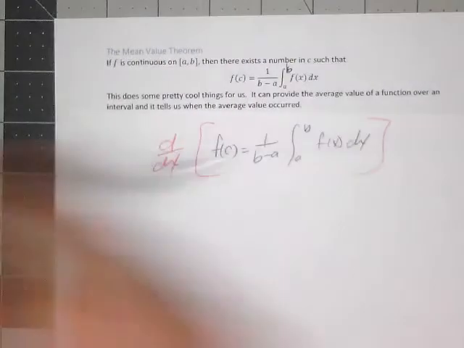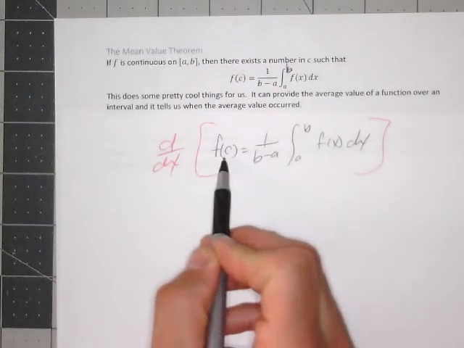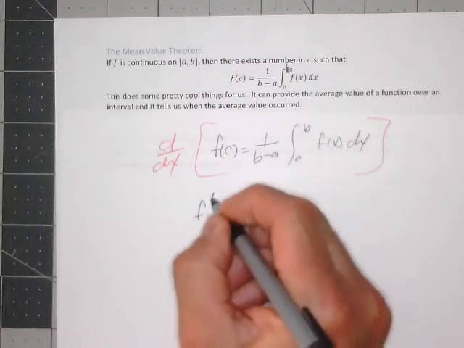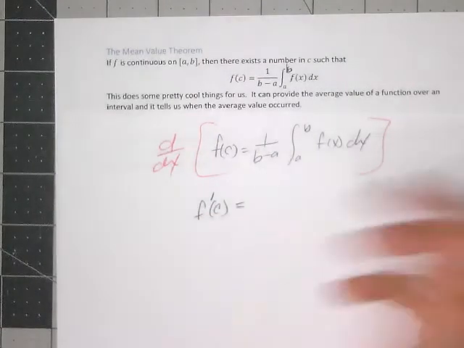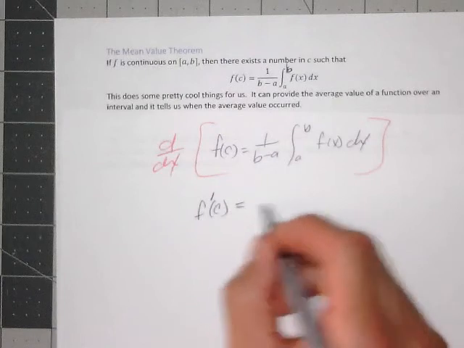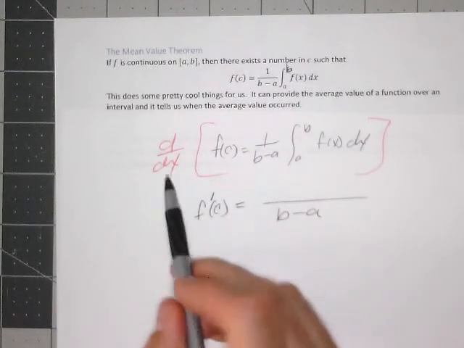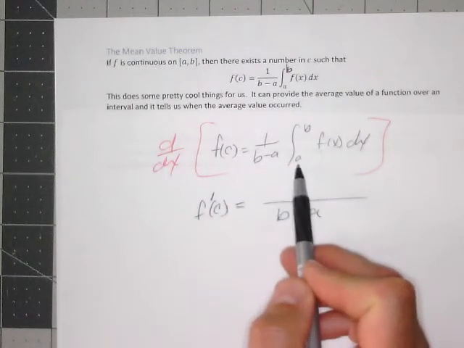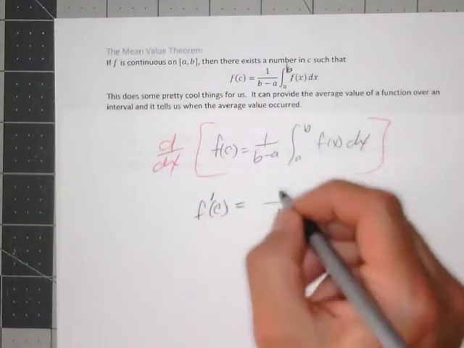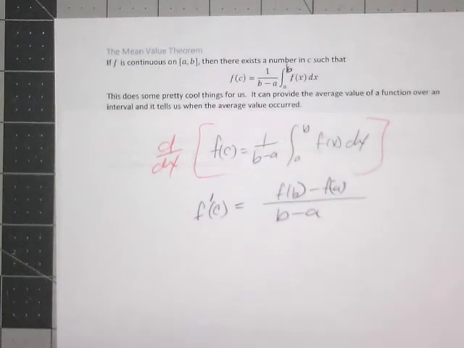you take the derivative of each side. Well, the derivative of f of c is f prime of c. The 1 over b minus a, that's just a constant, right? And that doesn't do anything. But then when you do the derivative of the integral from a to b of f of x dx, you get f of b minus f of a. So you're right back to where you started.